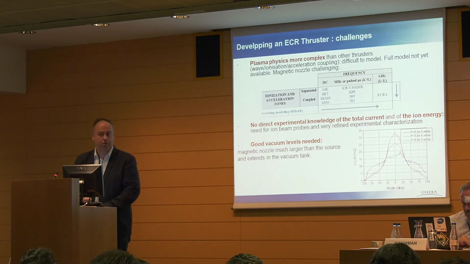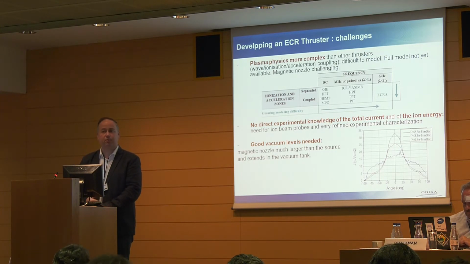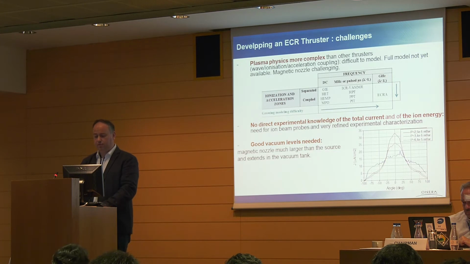Another thing is we need a very good vacuum level on these RF thrusters, maybe about 10 times better than for the other types of thrusters, probably because of this magnetic nozzle physics, and we're investigating why. But these are, for example, several angular scans of the ion beam.